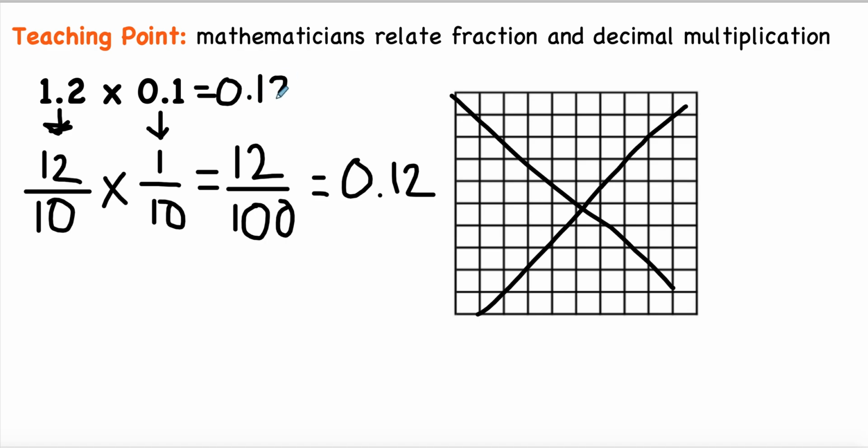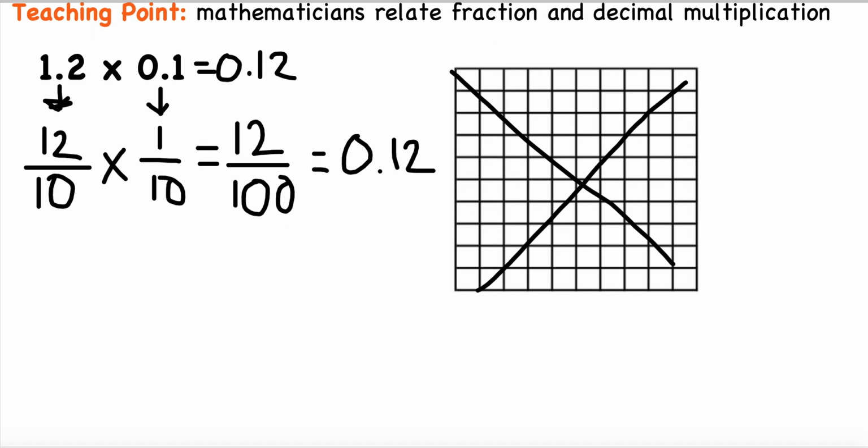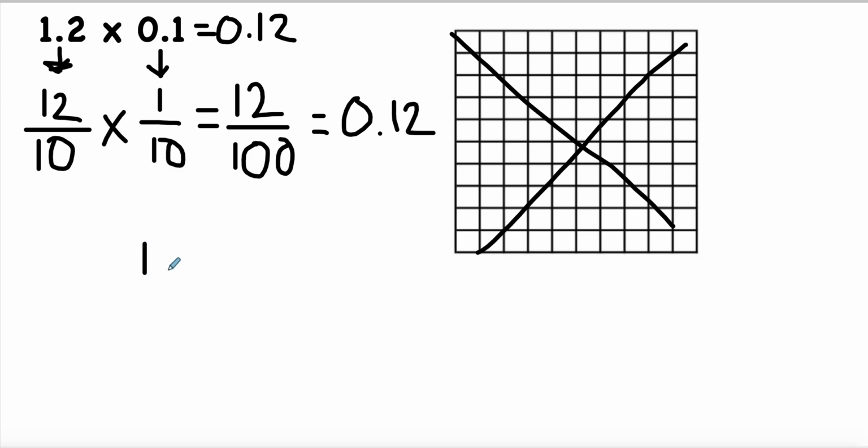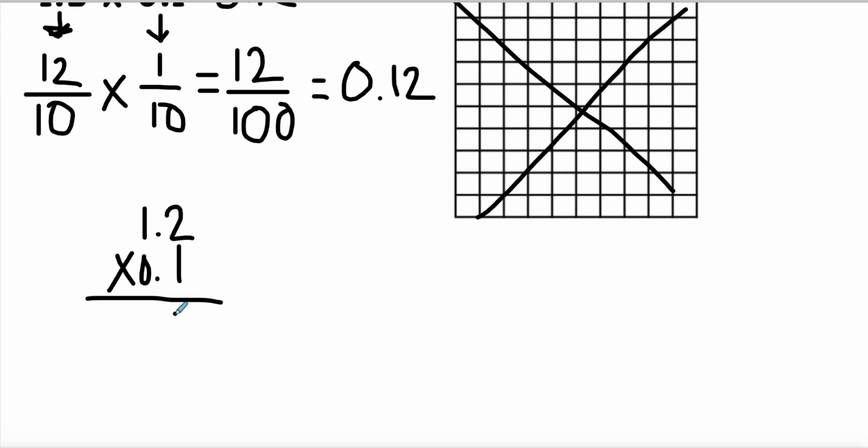I also want to show you this using standard algorithm. So I'm going to line it up, 1.2 times 0.1. I'm going to ignore the decimal point as I multiply to start. 1 times 2 is 2. 1 times 1 is 1. I'm going to put a 0 down before going to the next place value. 0 times 2 is 0. 0 times 1 is 0. Add it up.